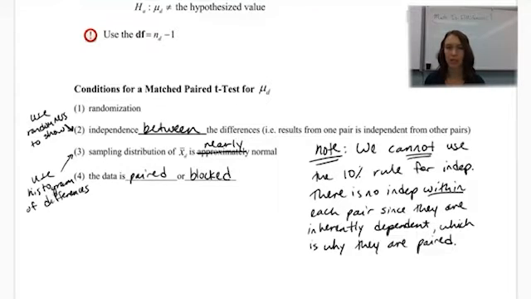We can't use the 10% rule for independence because there's no independence within each pair. We have independence between the pairs if we have random assignment or random selection. But each pair is inherently dependent. That's why they're paired. So we only have one type of independence here, and we can't use the 10% rule to do that. Number 3, the sampling distribution of x bar sub D is nearly normal. We are going to use a histogram of the differences to tell that our sampling distribution is nearly normal, and we need to make sure that the data is paired in nature or blocked.